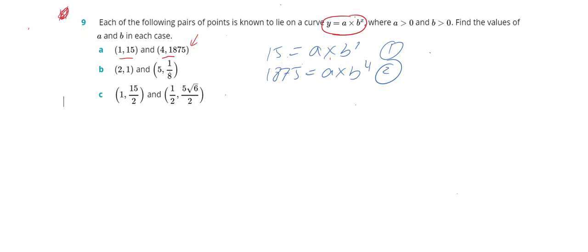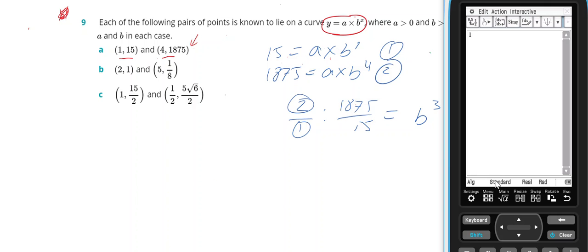Now, the way to approach exponential simultaneous equations is we cannot add and subtract to eliminate variables. We have to divide because, as you can see, they're both multiplied by a. So if we divide equation 2 by equation 1, we've got 1875 divided by 15 equals a divided by a, which is 1, times b to the power 4 divided by b to the power 1. Using index laws gives you b to the power 3.